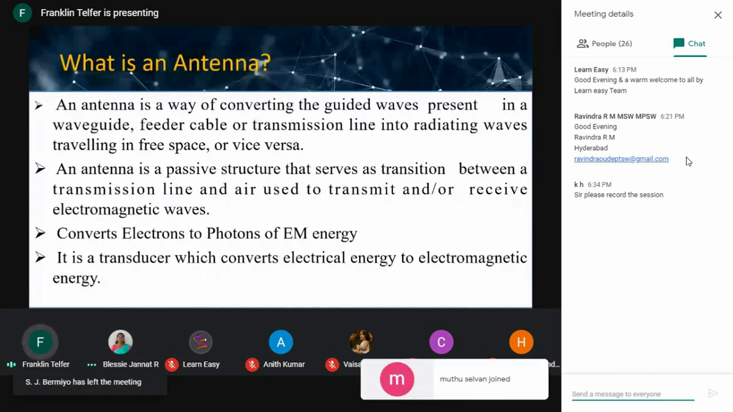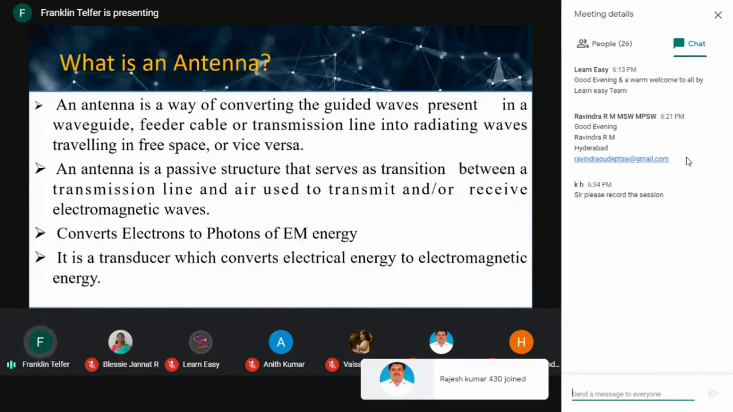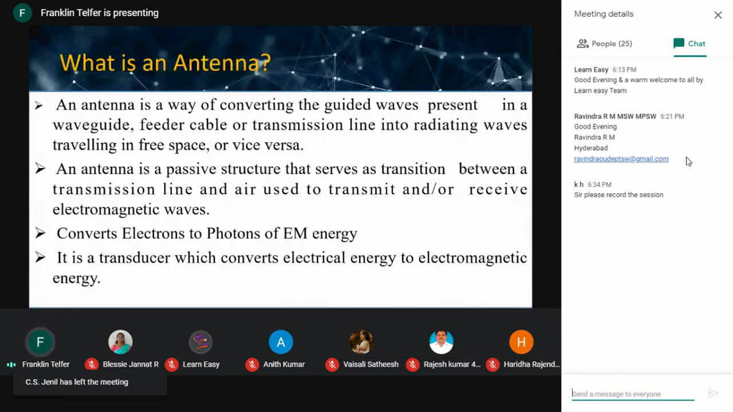So, what is an antenna? The antenna is a way of converting the guided wave present in a waveguide, a feeder cable or transmission line, into radiating waves traveling in free space, or vice versa. From this, we can easily say that it is an intermediate path where it gets the wave from an input and gives it to the output.